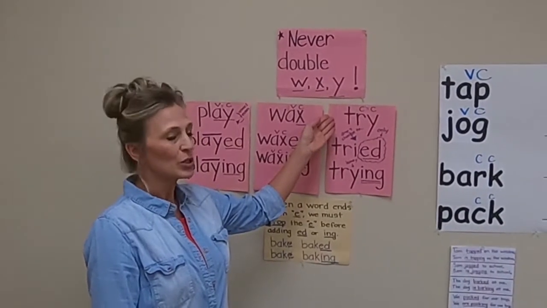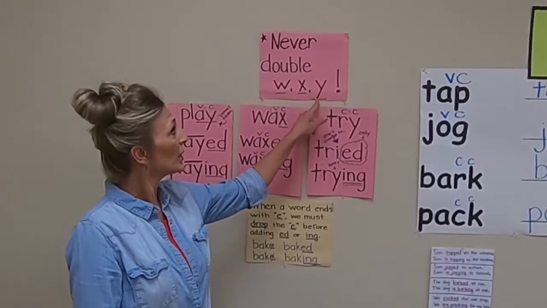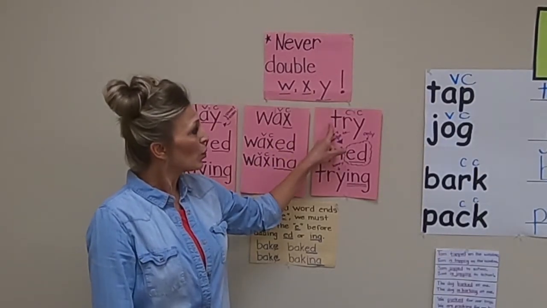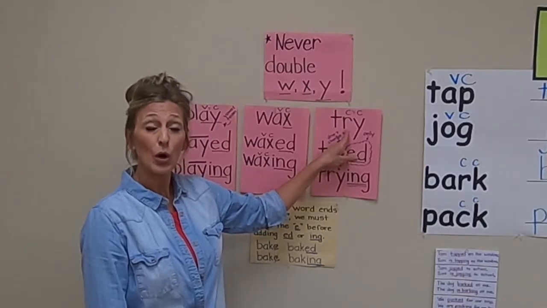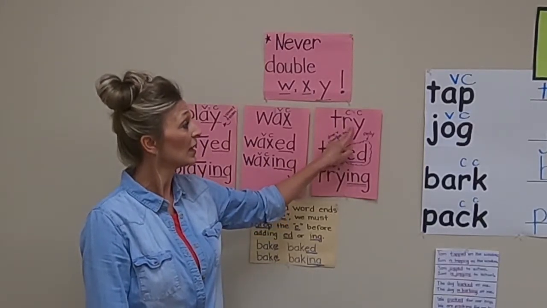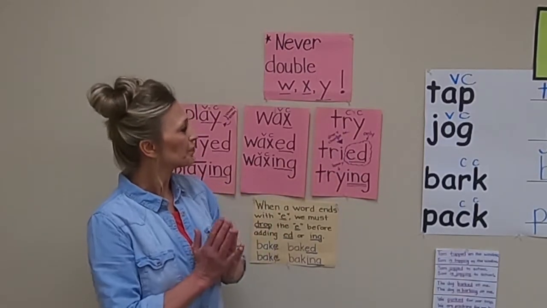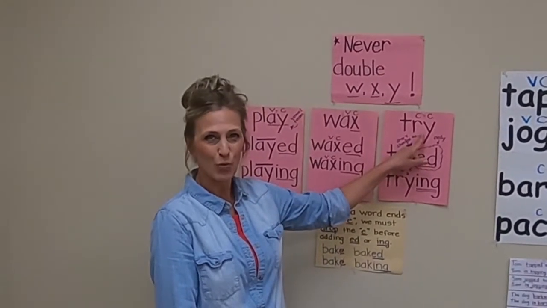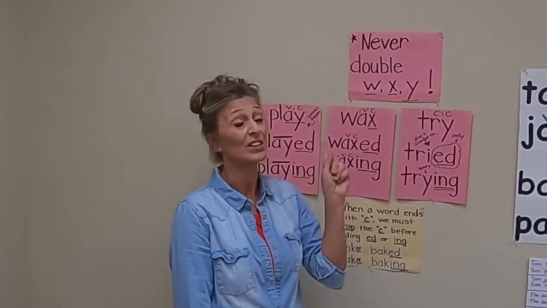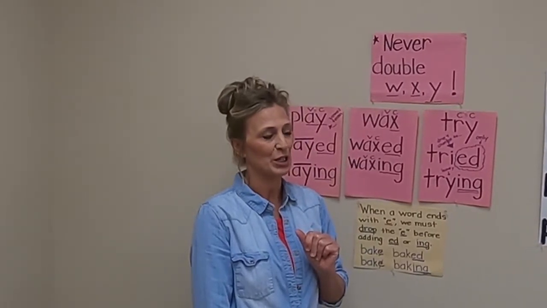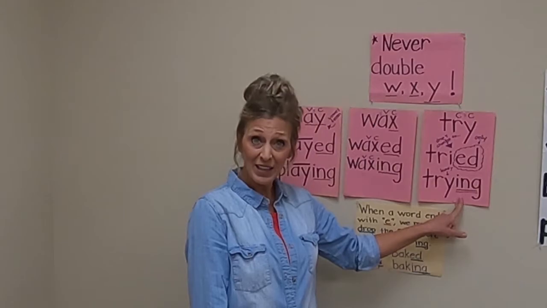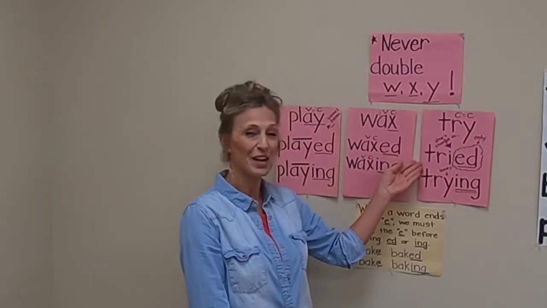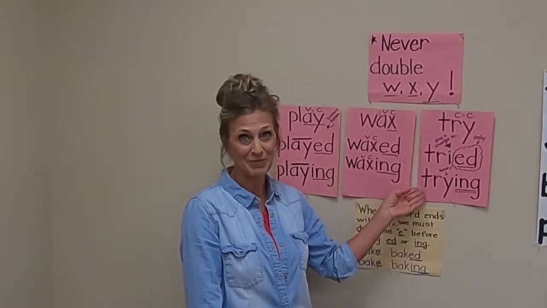My last example is the word try. Remember, we never double the last consonant if it is Y. In the word try, we see the last two letters are RY. R is a consonant and Y is a consonant. When we add ED to words that end with Y, we must drop the Y and change it to an I and then add ED. But when we're adding ING, we simply leave the Y and add ING. So we have tried and trying.